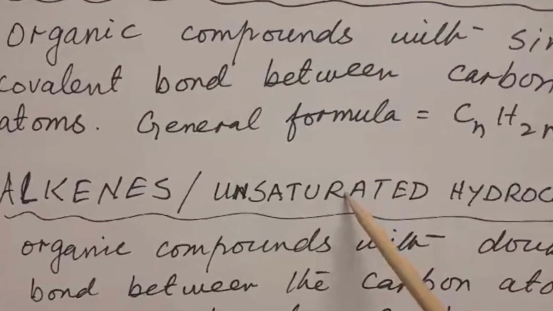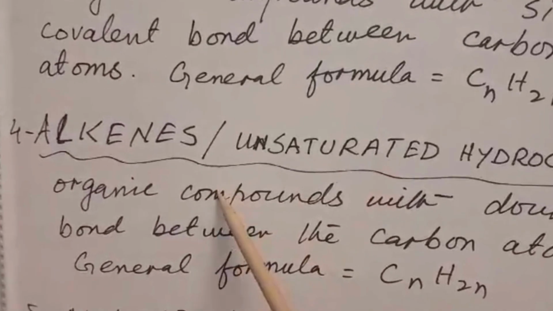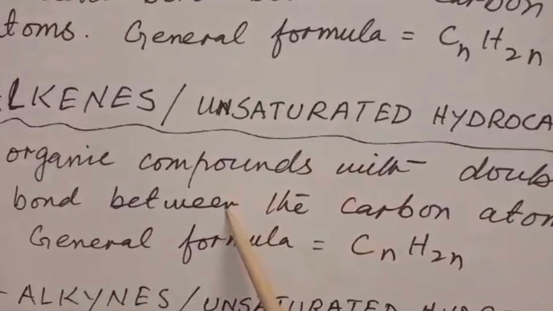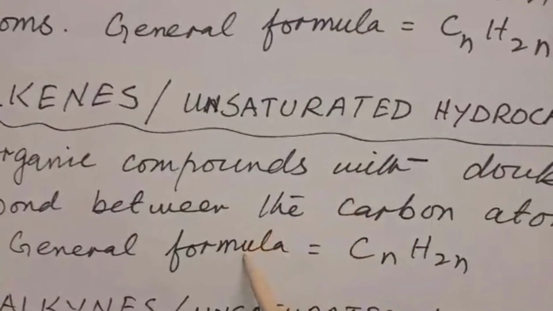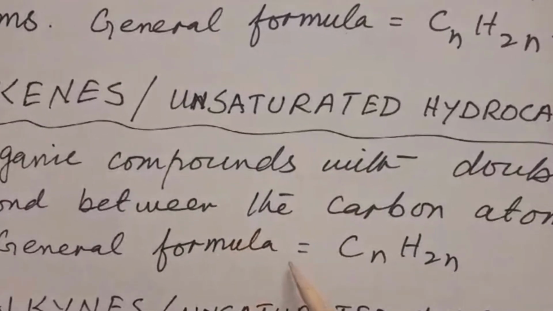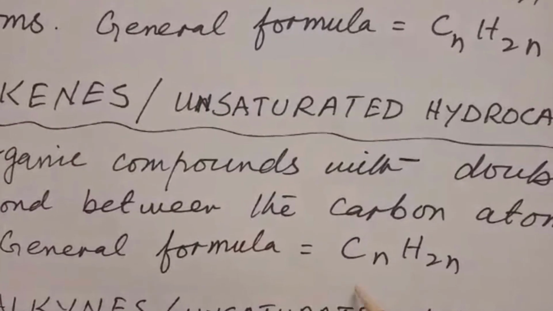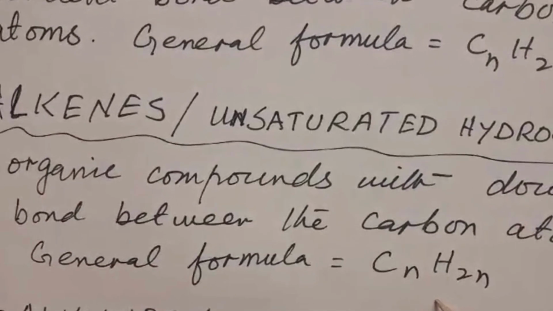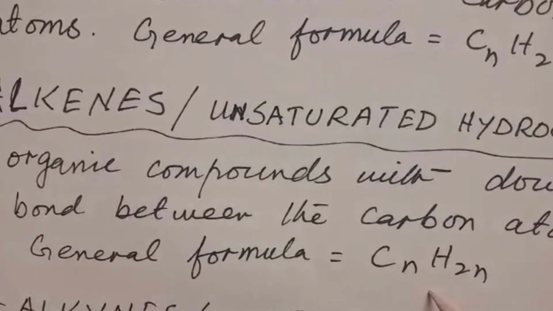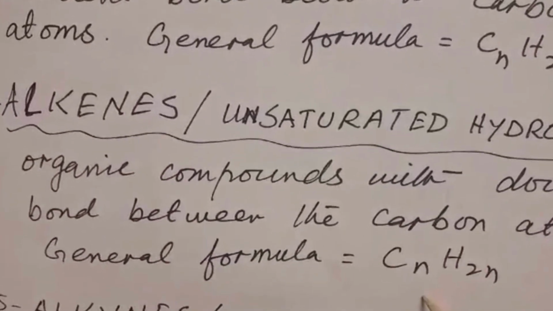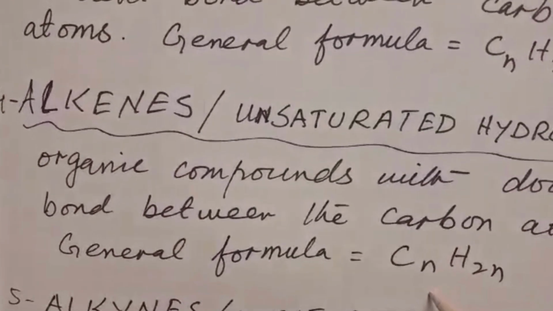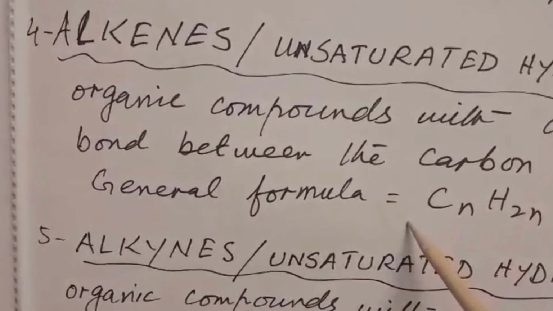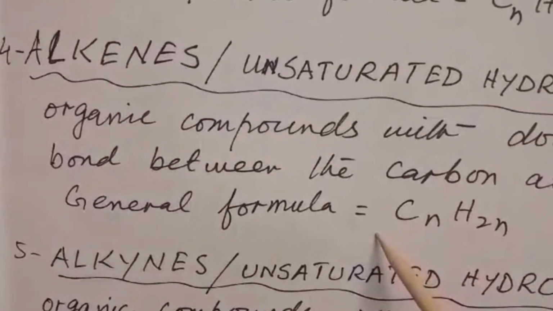Ethane with the formula C2H6, etc. And then we have alkenes, which are unsaturated hydrocarbons. These are the organic compounds with double bond between the carbon atoms. Their general formula is CnH2n, and the homologous series starts from the first member, that is ethene, the double bond between the 2 carbon atoms, C2H4. Then we will have propene, butene, so on.